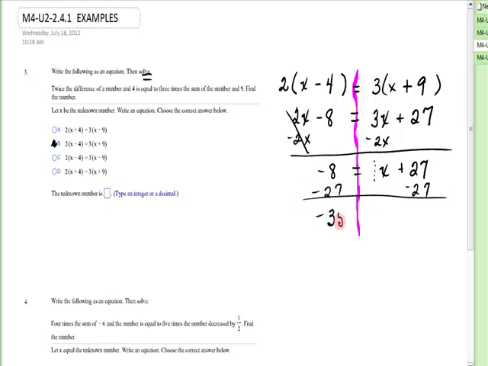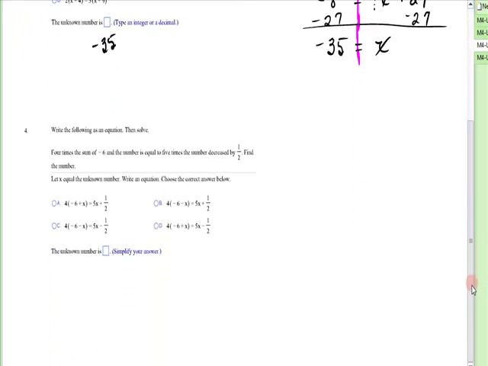Negative 35 is equal to x. Okay? Let's look at this next one. It says 4 times the sum of negative 6 and a number is equal to 5 times the number decreased by 1/2. All right.